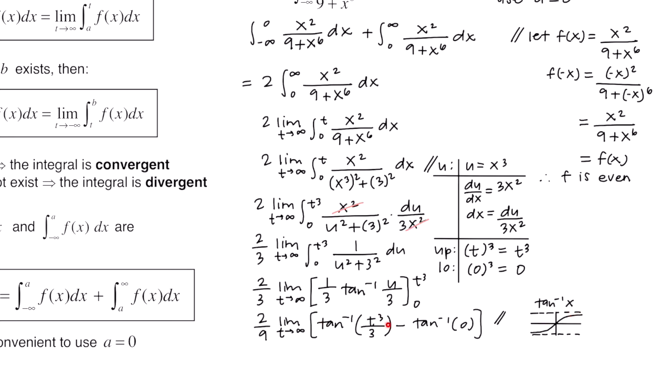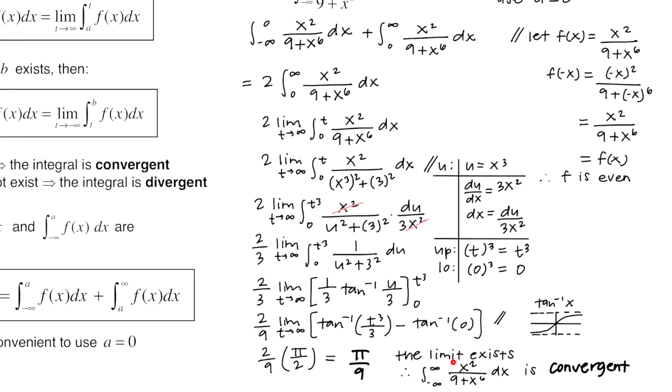So this part of the problem is going to go to pi over 2. And then tan inverse of 0 is just 0. And so the limit as t gets larger and larger of this expression is just going to be pi over 2. So we end up getting pi over 9. And I wrote it out. The limit exists, therefore this integral is convergent.